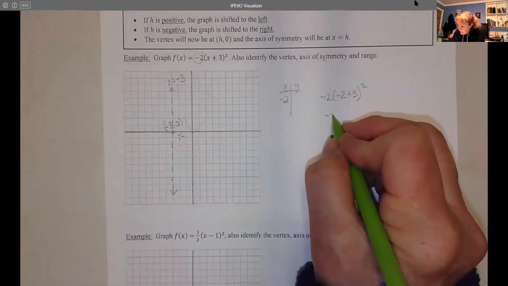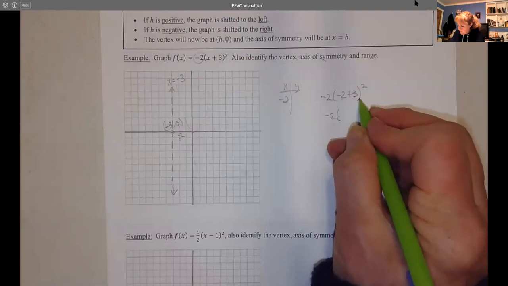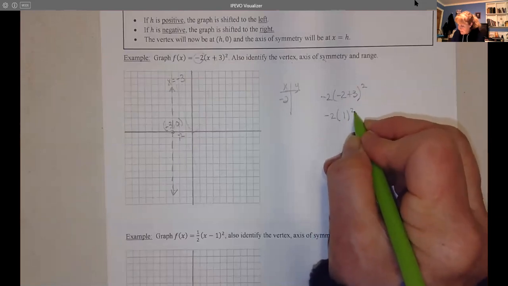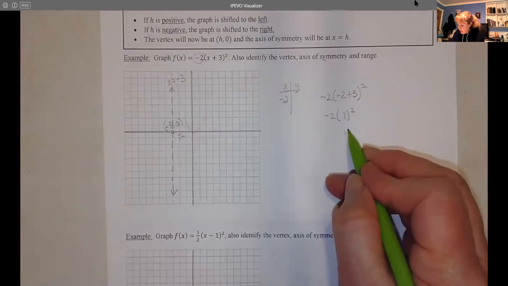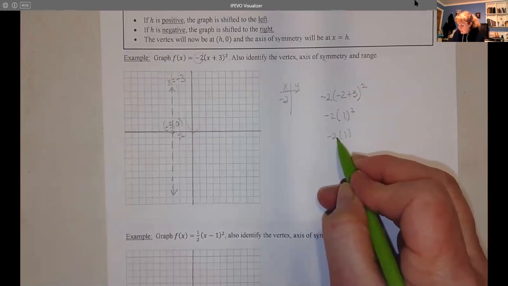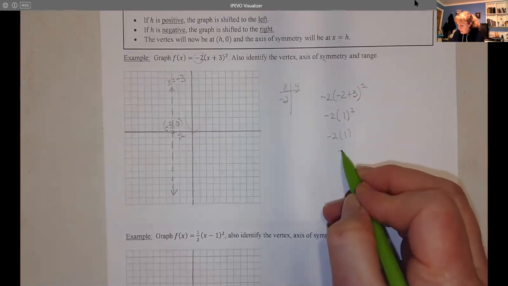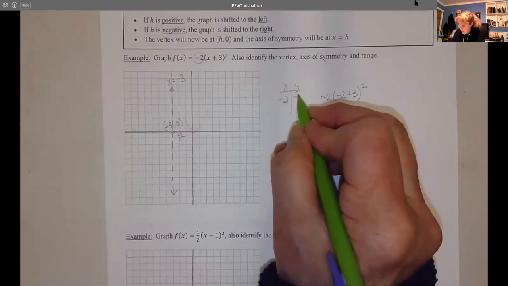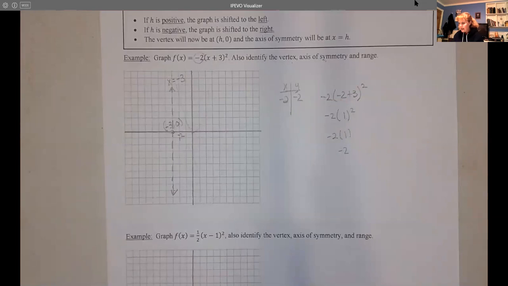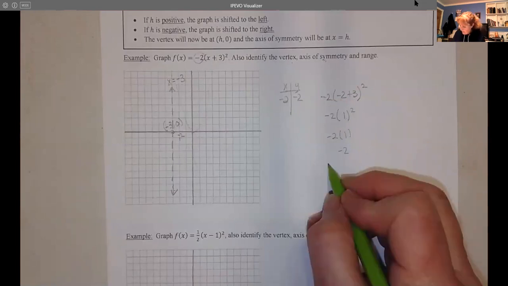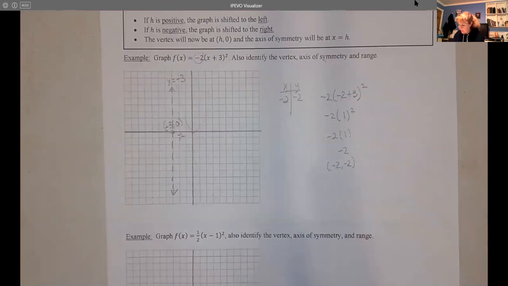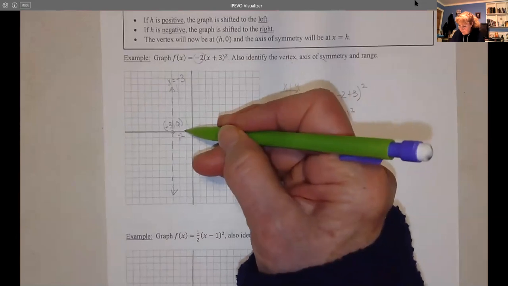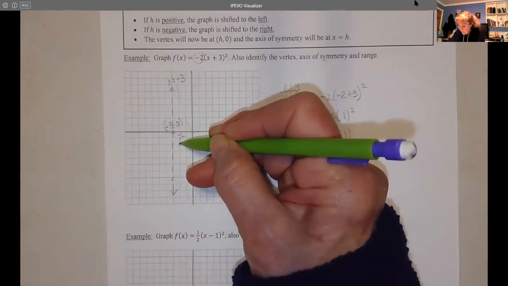So you have a -2, PEMDAS, parentheses. Okay. Exponents, 1 squared is 1. Multiply. So there's my y coordinate. (-2, -2) is the point. If you put in a -2, you get a -2. So I go to (-2, -2).